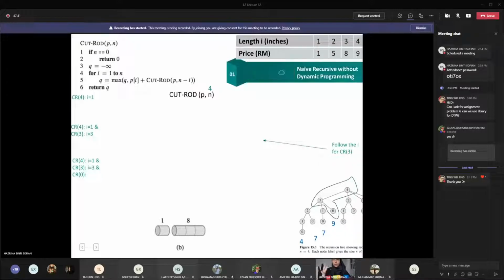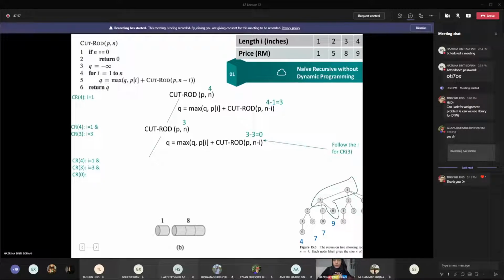Let's try again. Let's take a look at our fourth scenario. In our fourth scenario, our first cut is 1. So this is our first cut. Then our second cut is 3, so we do not need to do anything about this. It becomes 0. So this will return how much?